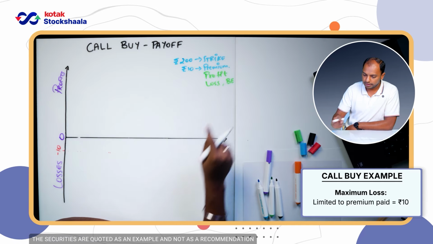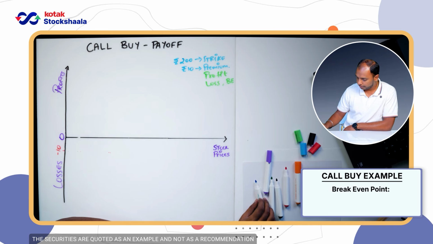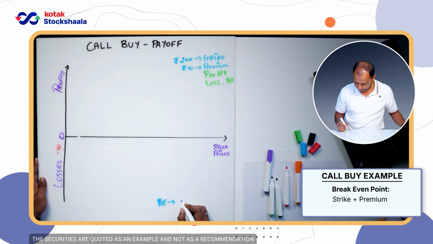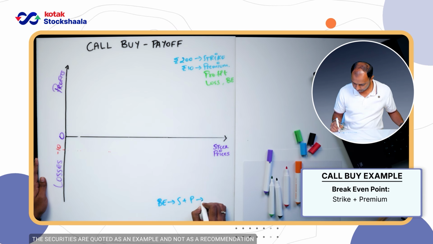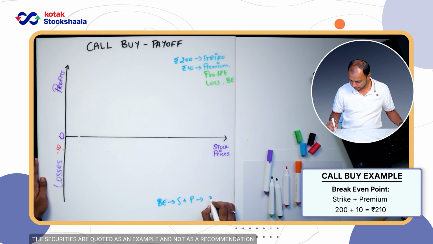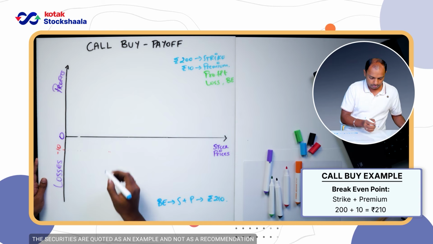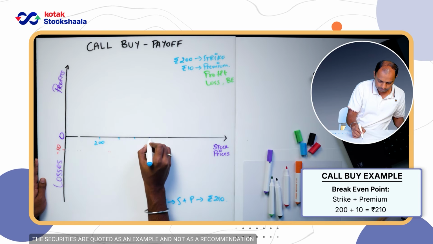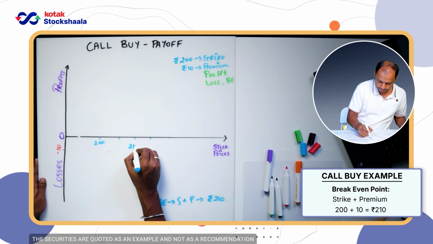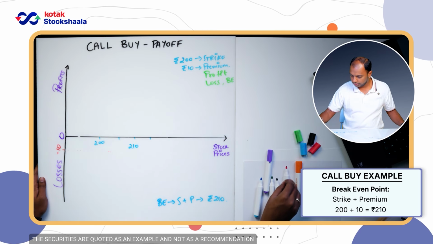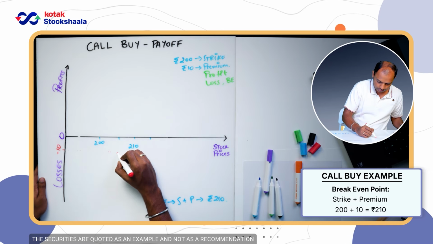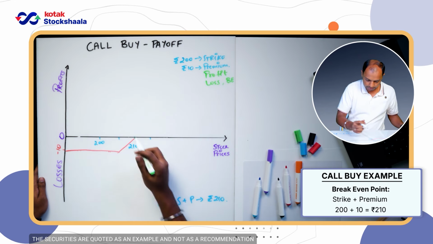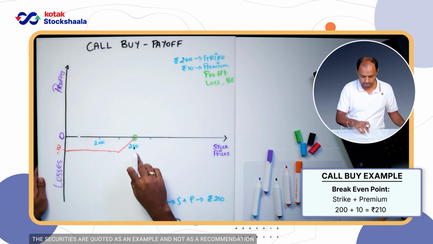Next, let's also identify the break-even point. We know that the formula for break-even point is nothing but our strike plus premium. So that is going to be 200 plus 10, that is going to be rupees 210. So let's assume 200 starts here and let's say this is 210. And in this case, our break-even counts to here. Our maximum loss is here and this point is called our break-even point, that is 210.